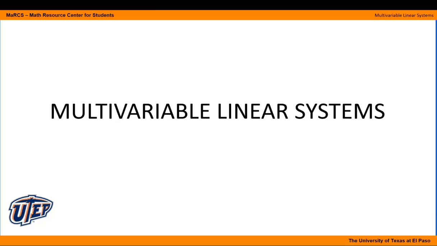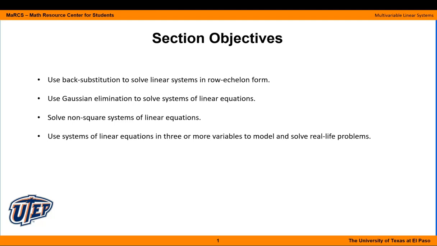Let's begin by looking at our learning objectives. By the end of the lesson, you should be able to use back substitution to solve linear systems written in row echelon form, use Gaussian elimination to solve systems of linear equations, solve non-square systems of linear equations, and use systems of three or more variables to model and solve real-world problems. These concepts form the foundation for future work in linear algebra, matrix methods, and many applications in science, engineering, economics, and business.